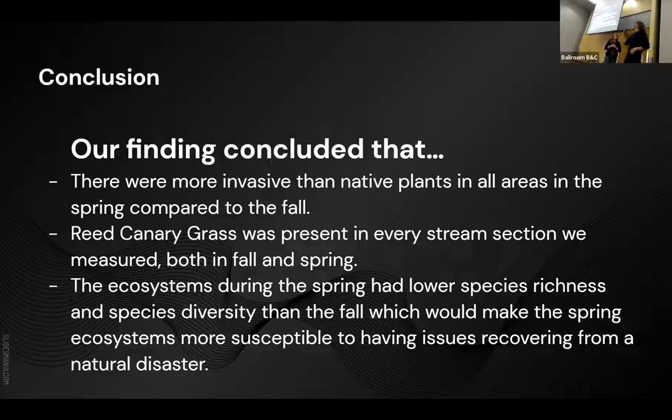So in conclusion, we found that there were more invasive than native plants in the areas that we found in the spring compared to the fall. We also found that reed canary grass was present in every single stream section that we located, both in the fall and the spring. And the ecosystems during the spring had lower species richness and species diversity than the fall, which would make the spring ecosystems more susceptible to having issues with recovery, especially from things like natural disasters.